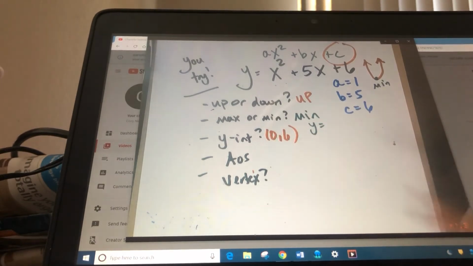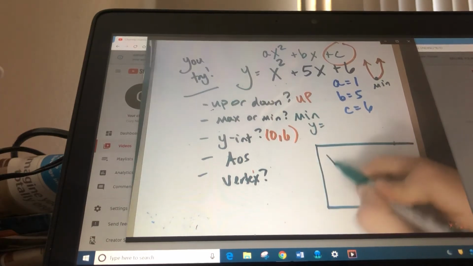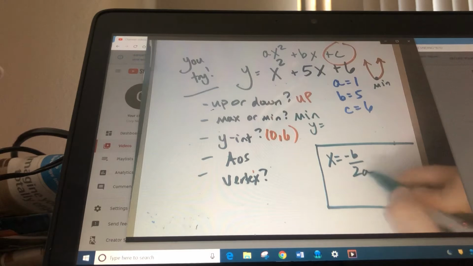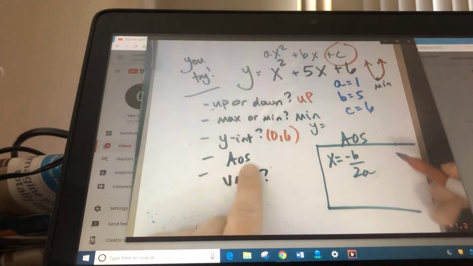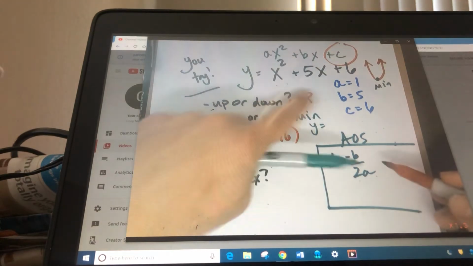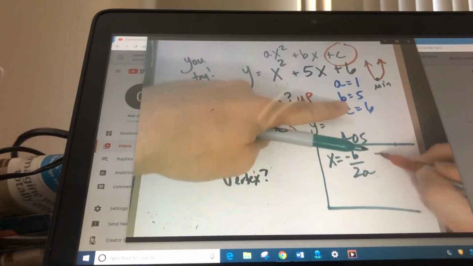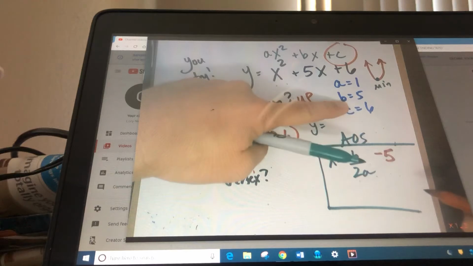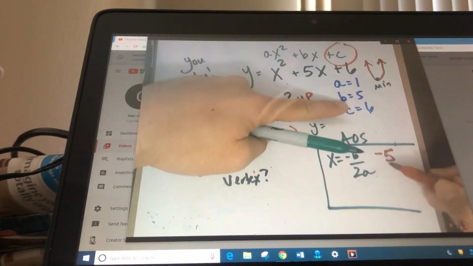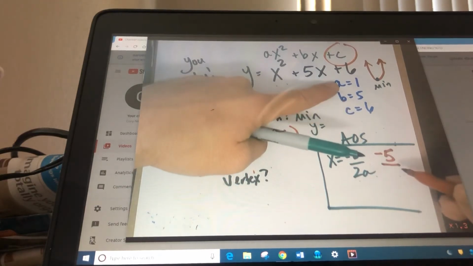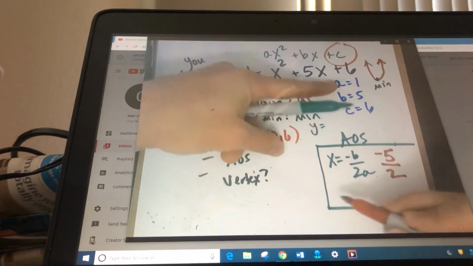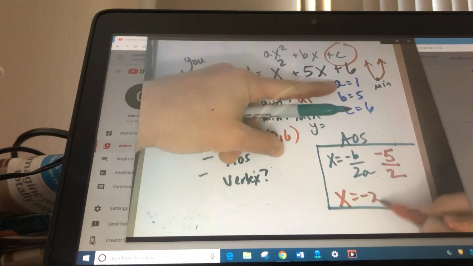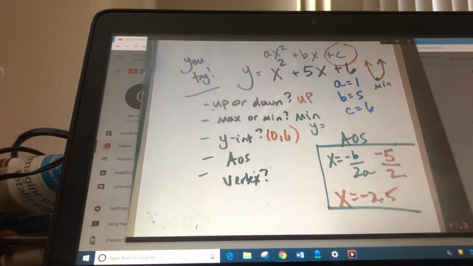What is the axis of symmetry? Remember, the axis of symmetry is a formula. X equals opposite of b over 2a. So let's figure out what this axis of symmetry is. Opposite of b, b is 5, so opposite of b is negative 5, divided by 2 times a. Well, a is 1, so 2 times 1 is 2. So it looks like the axis of symmetry is x equals negative 2.5.